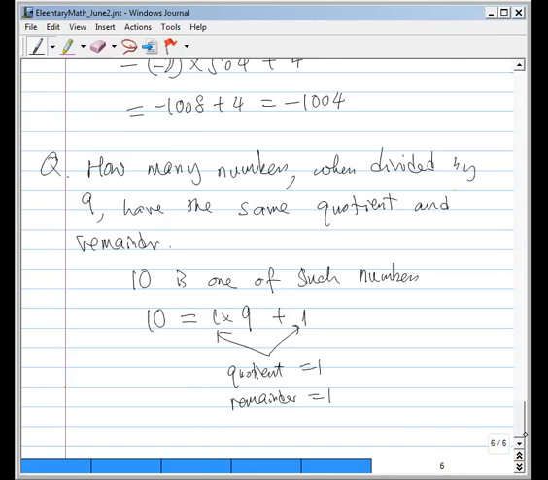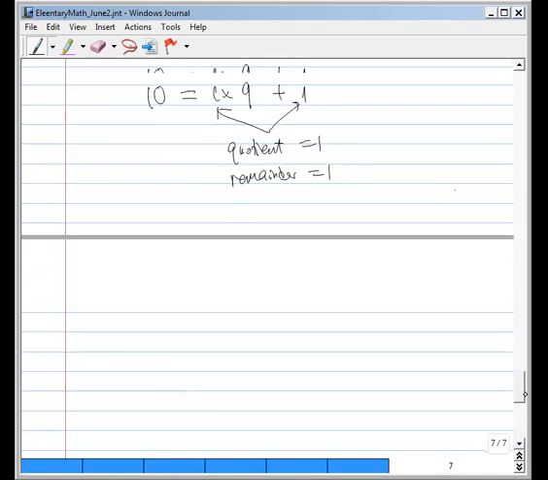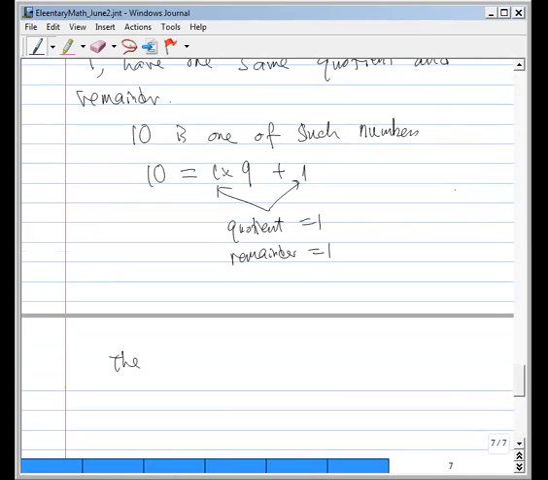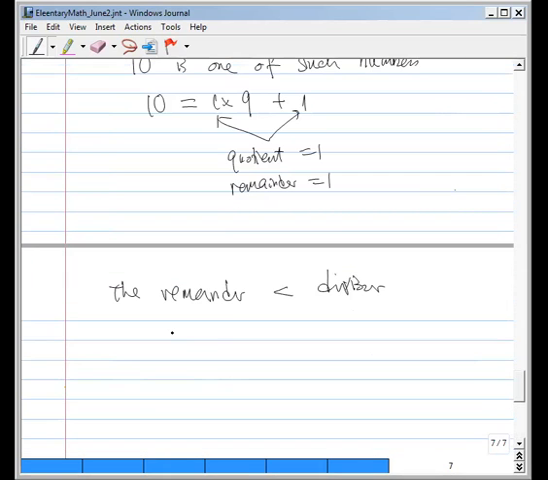Now, first of all, the remainder cannot be larger than the divisor, right? So there's a limitation there. The remainder is always less than the divisor. So the largest possible value for the remainder is 8. So the answer will be 1 times 9 plus 1, 2 times 9 plus 1, right? And so on.